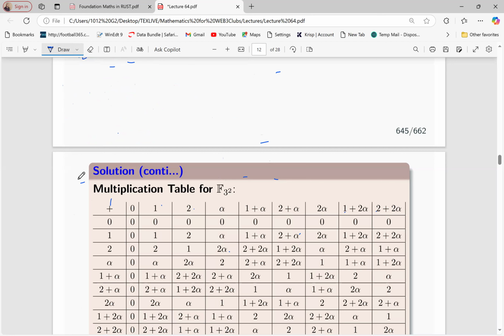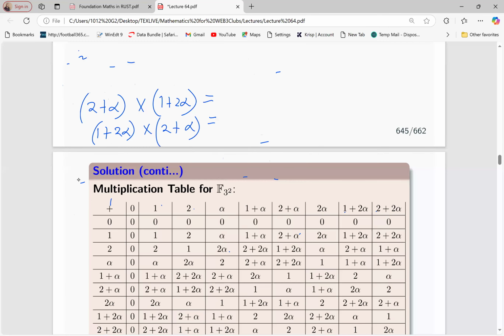Commutativity is working because you expect that if you have 2 plus alpha multiplied by, let me say, 1 plus 2 alpha, you expect the result to be the same as 1 plus 2 alpha multiplied by 2 plus alpha. This is what we mean by commutativity, that A times B will be the same as B times A.